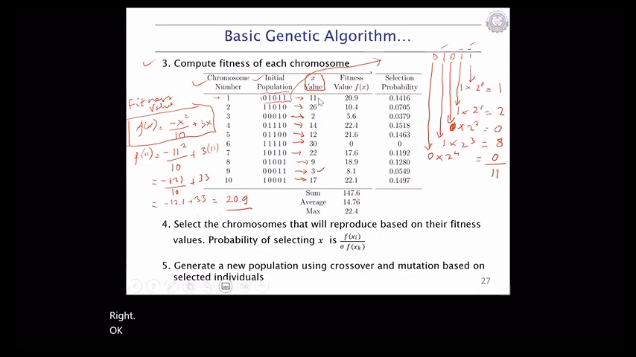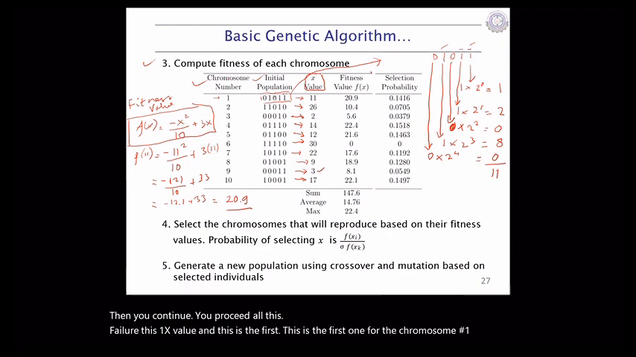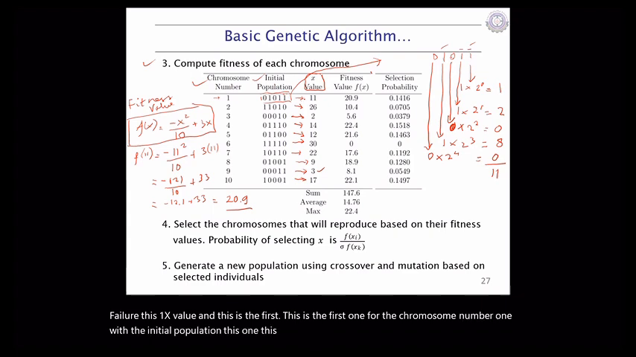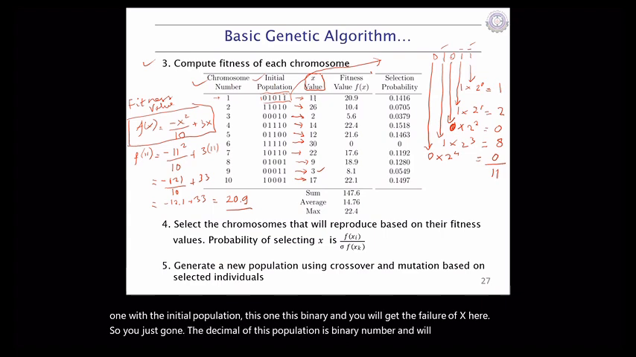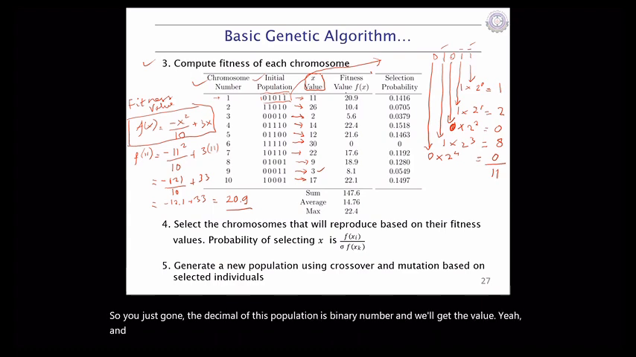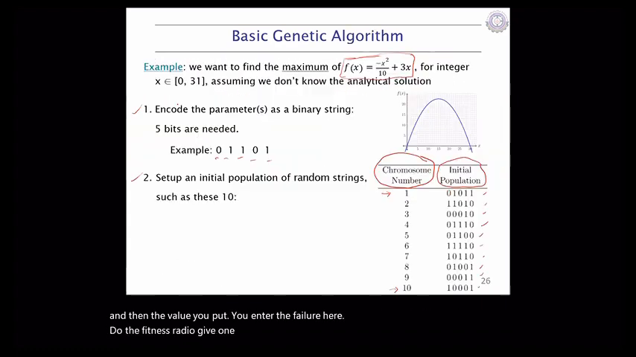Okay, so then you proceed with all these values. This is the first one, for the chromosome number 1 with the initial population, this binary, and you will get the value of X here. So you count the decimal of this binary number, and you will get the value. Then you enter the value into the fitness formula, which is usually given in the problem.